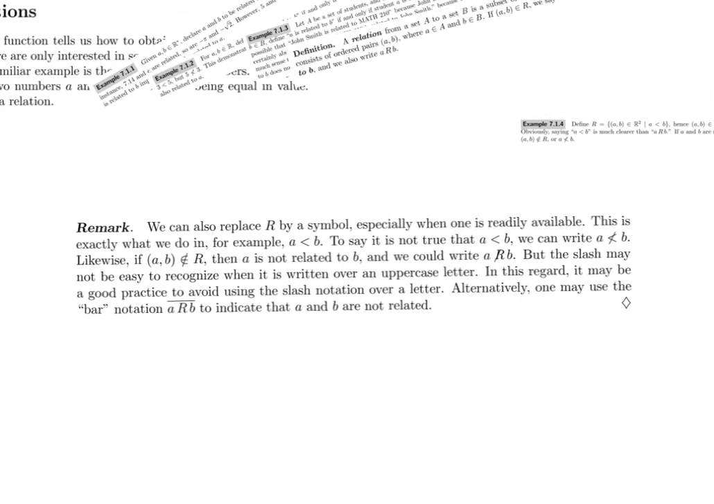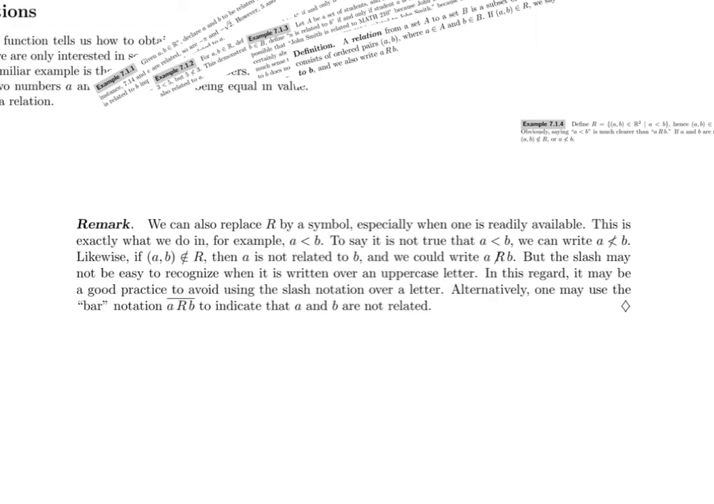Quick remark. As we noticed in some of the examples we just looked at, we could replace R with a symbol sometimes, but that's not always available. So we could put a slash through the R, or if there is a relation symbol, we could put a slash through that to mean that two things are not related. You could also use the bar notation.